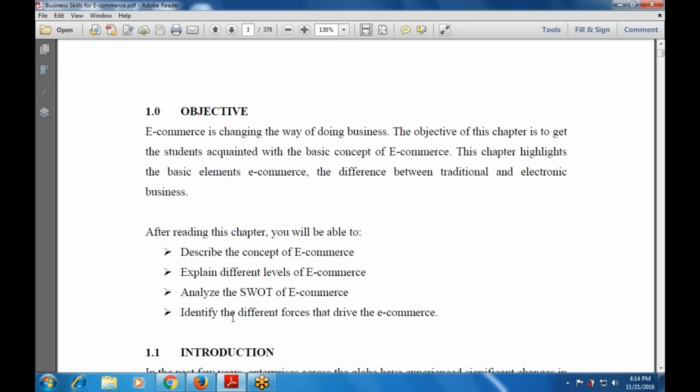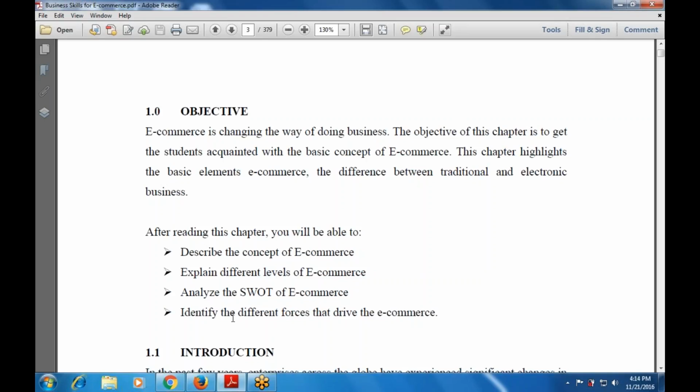Now, what is e-commerce? When we say e-commerce, the full form is electronic commerce. And what is commerce? That is the trading of goods and services. So whenever we do the trading with the help of electronics, with the help of the internet, that is known as e-commerce.